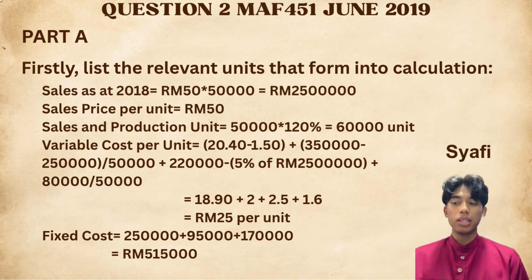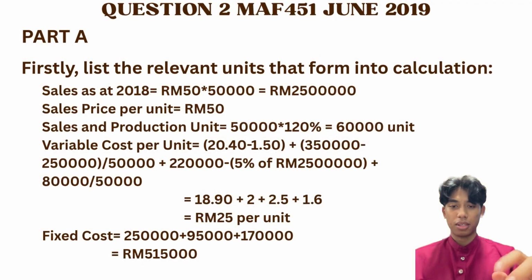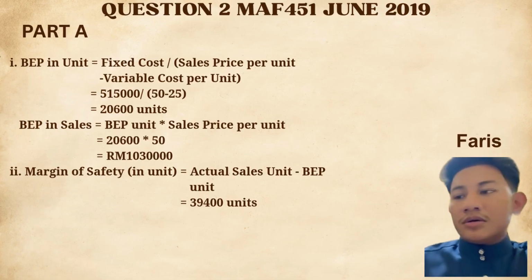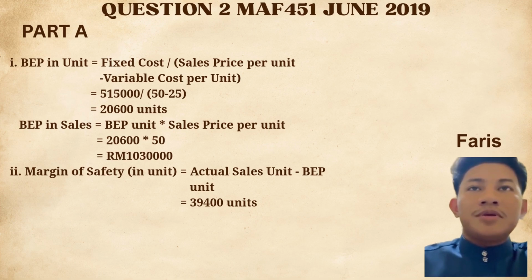And next, lastly, we need to find the fixed cost. For fixed cost, we need to add up the manufacturing overhead fixed cost, the selling and distribution fixed cost, and lastly, the general overhead fixed cost. So we will get the total fixed cost of RM550,000. That's all. Now we look at question 2 part A, which is we will calculate BEP in units.